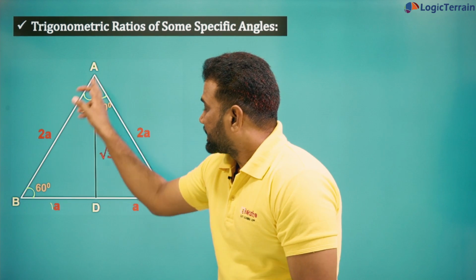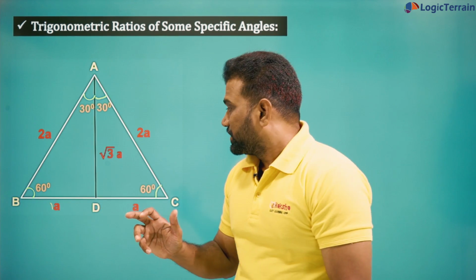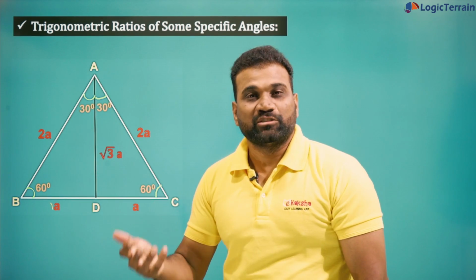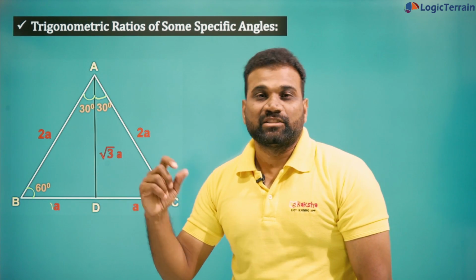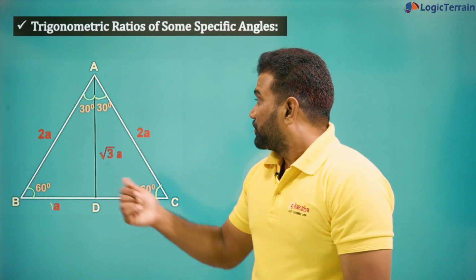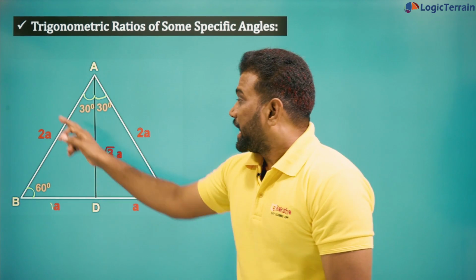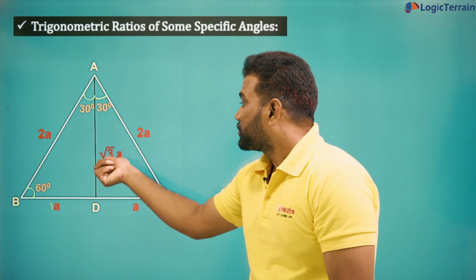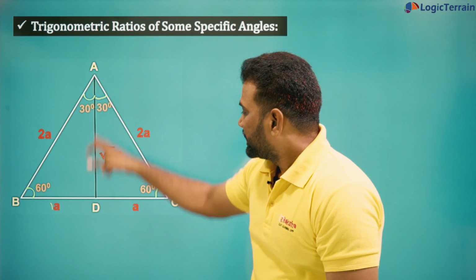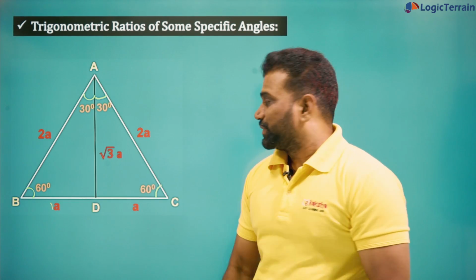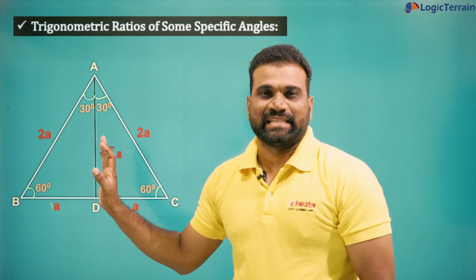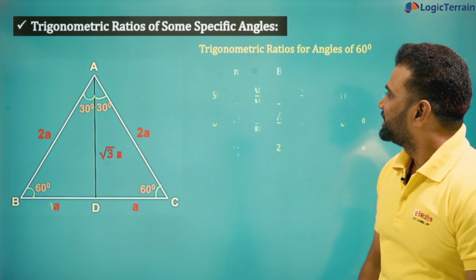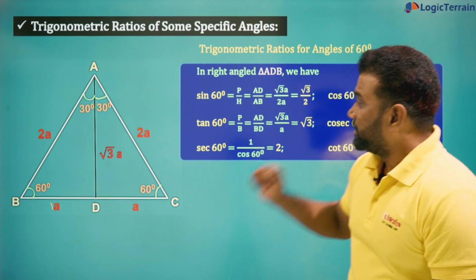In this right angle triangle, we have the hypotenuse and one side, so we can find the other side by using Pythagoras theorem: hypotenuse square equals side square plus side square. So side square equals hypotenuse square minus side square. Then we have got square root 3a. Here AD is square root 3a. So in this right angle triangle we have all sides. Now let's determine the trigonometric ratios for 60 degrees in right angle triangle ADB.